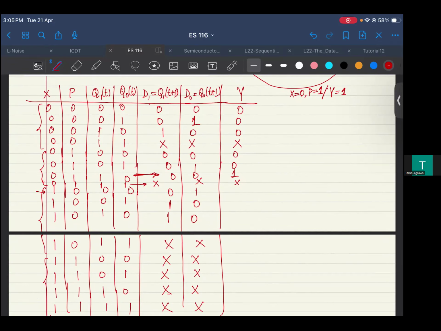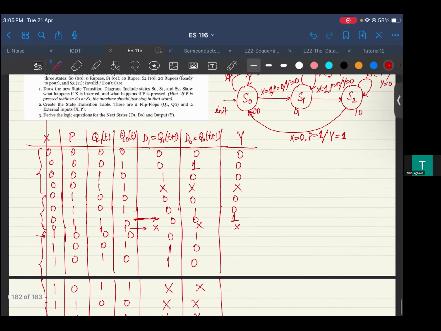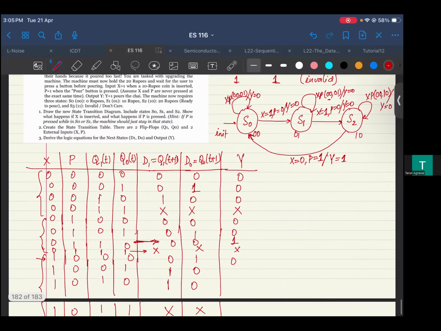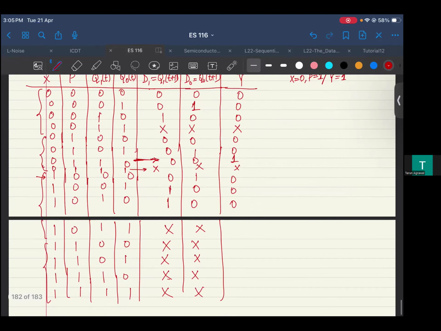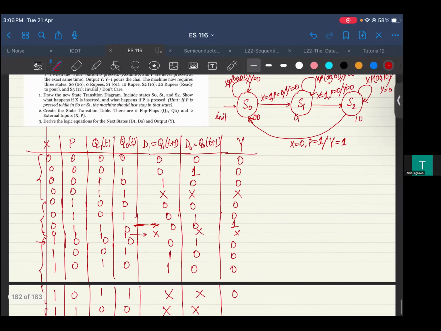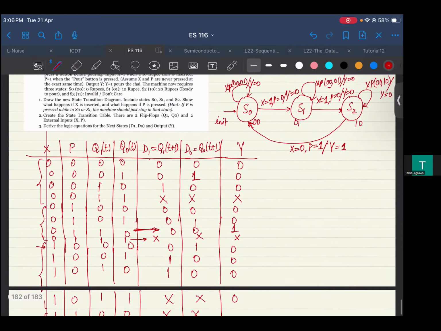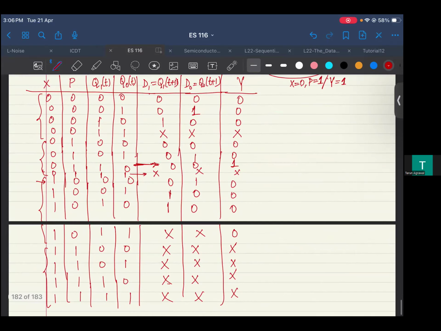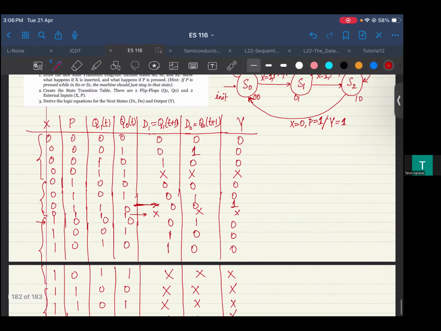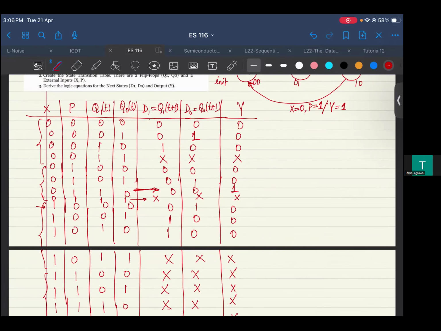And this is what it was, right? For other cases, we didn't write, but this would remain zero. For 1 0 input, Y is zero. For 1 1 state, Y is also not defined, so this is XX. Sorry, this 1 1, I think this would be X also, right? So you now see that we have three outputs and four inputs.